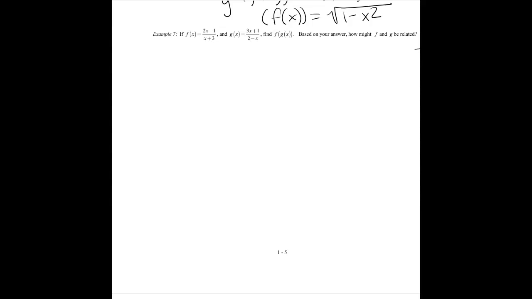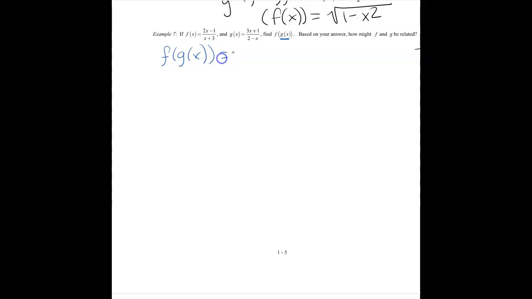Alright, so the first thing we've got to do is make sure I've got x plugged into g. I do, because that's what g of x stands for. So we can go ahead and plug in g of x anywhere that we see an x in our f of x equation. So I've got f of g of x.